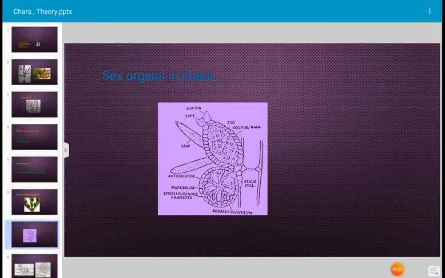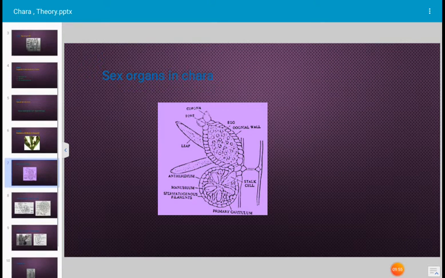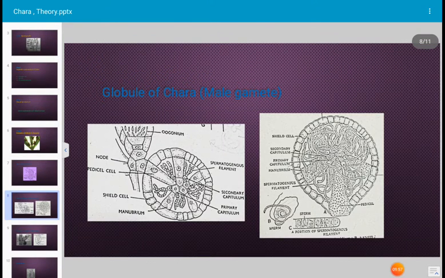And on the branch, both the gametes are shown in the photograph. Let us see the details of the male gamete of the Chara. The male gamete of Chara is known as globule, or it is also known as antheridium. The shape of the mature globule is spherical, which looks reddish brown in color.